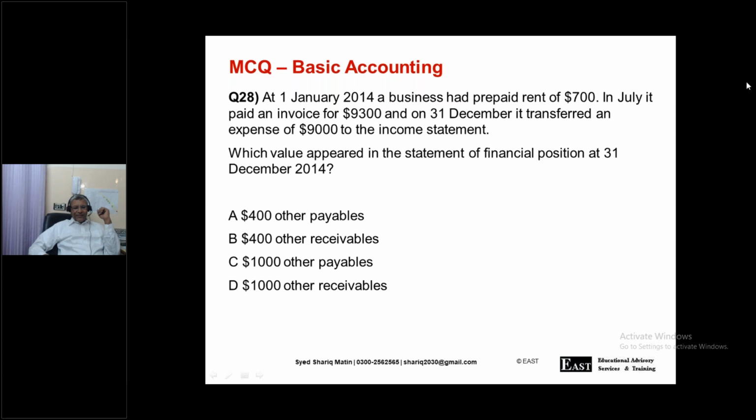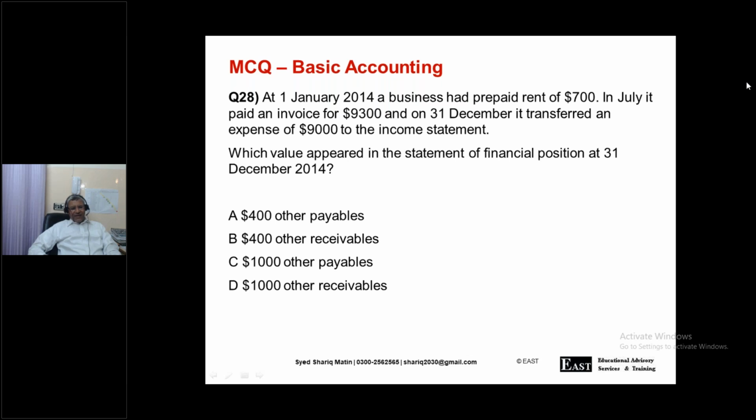Go ahead. Okay, so basically, the business had prepaid the rent of 700 earlier, and then currently they issued an invoice of 9300 again. So basically, 9300 and 700 is the total amount that they have paid. But the current year expense that they've incurred during the year has only been 9,000, since the income statement only holds the value of the current year expenses. So first we add 9300 with 700, we get 10,000. Subtracting 9,000 from 10,000 gives you 1,000, which is basically the prepayment of the year.